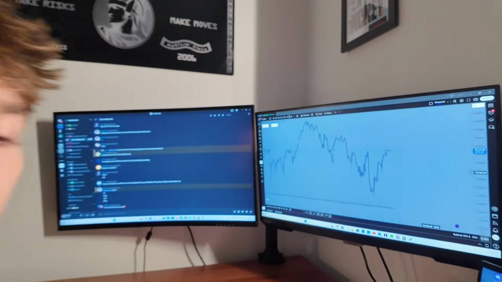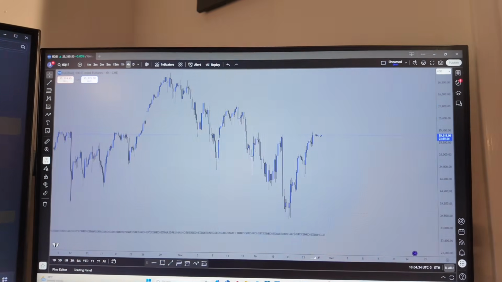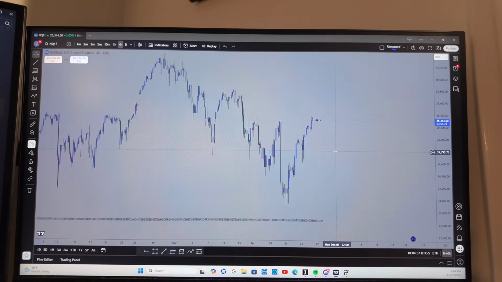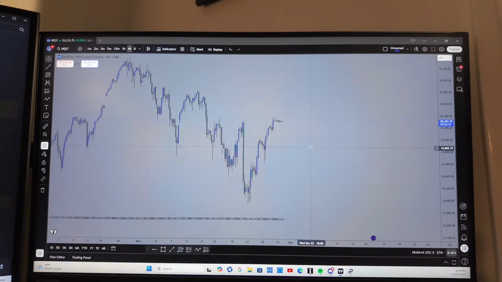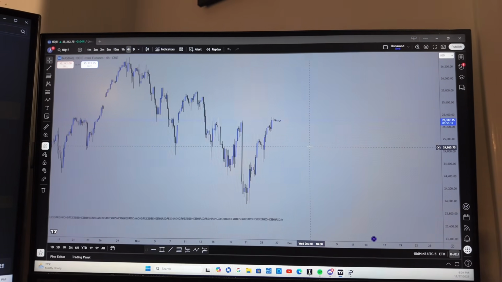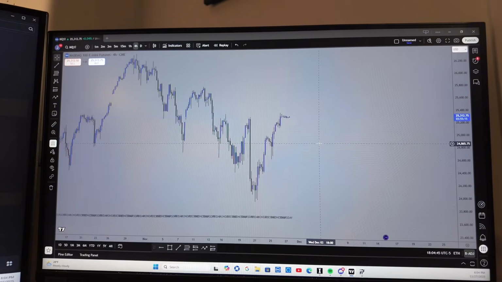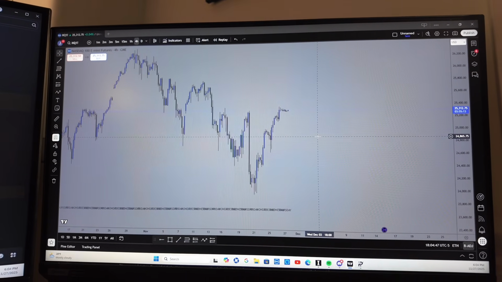So let's get into the first and arguably the most important concept, which is draw on liquidity, right? Because every single trade you take will be based off draw on liquidity, and if you do not have a draw on liquidity, you are not actually trading. You're simply just gambling, right?